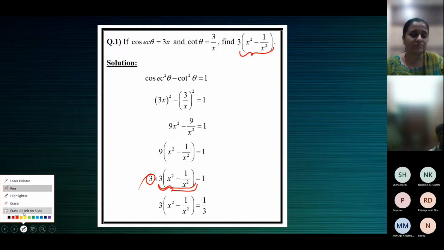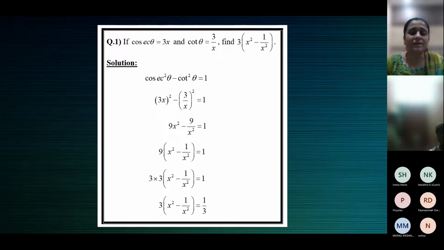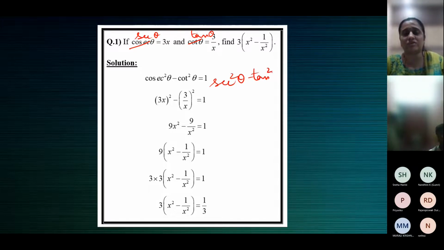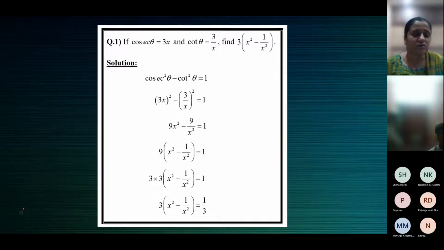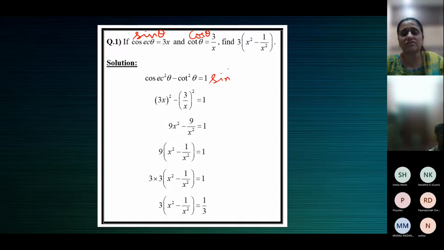So sometimes you will be given the values of secant theta and tan theta. Then you have to use the identity secant square theta minus tan square theta is equal to 1 and proceed. And if you're given the values of sine theta and cos theta, then you must use the identity sine square theta plus cos square theta is equal to 1.